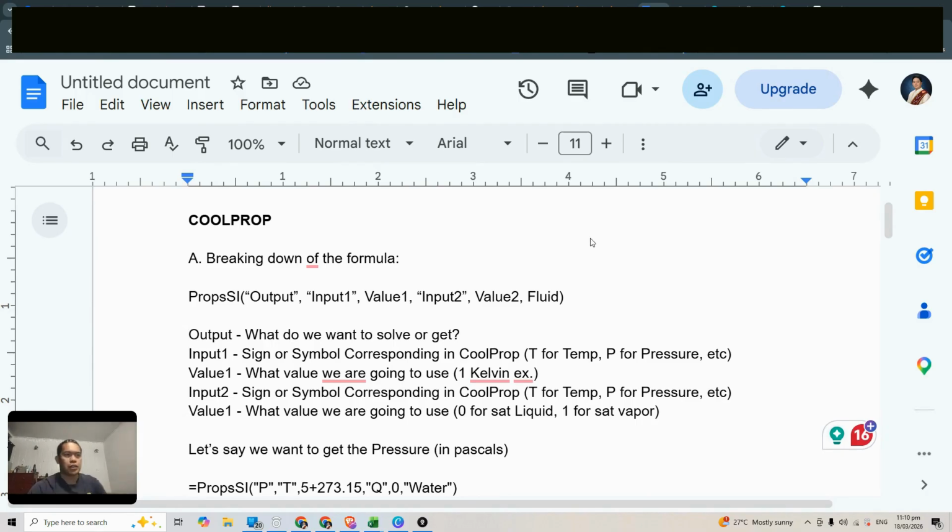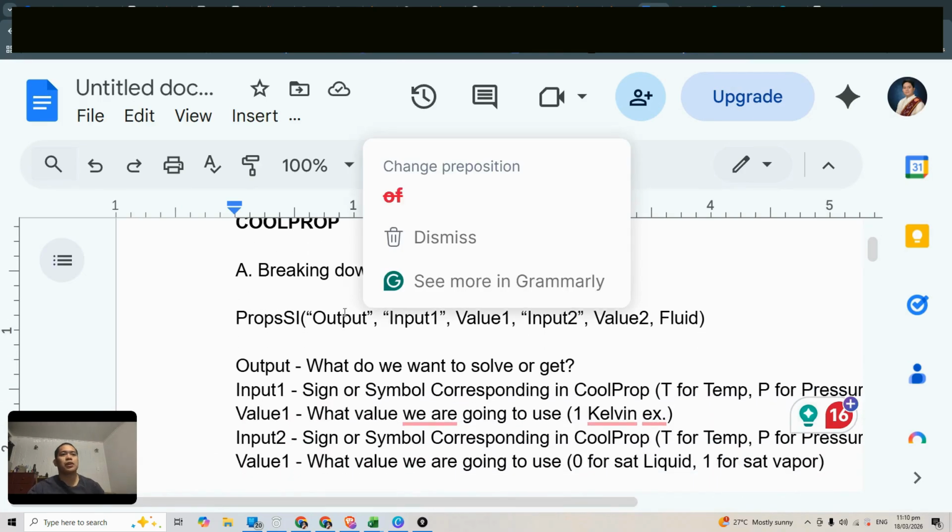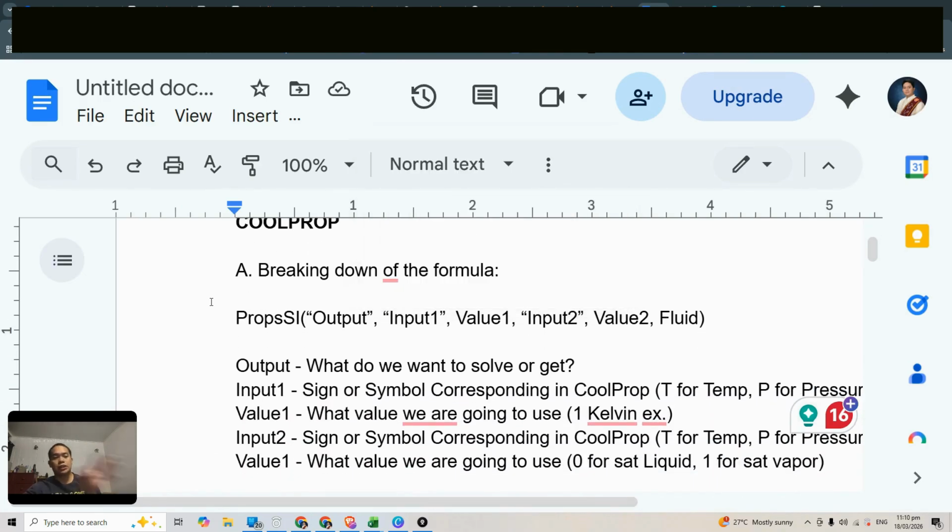So now we're gonna be doing a little bit of CoolProp. We use CoolProp, an external application or extension for Excel. We're just gonna break down the basics. Here on my screen is CoolProp, and here's how we're gonna break down the formula.